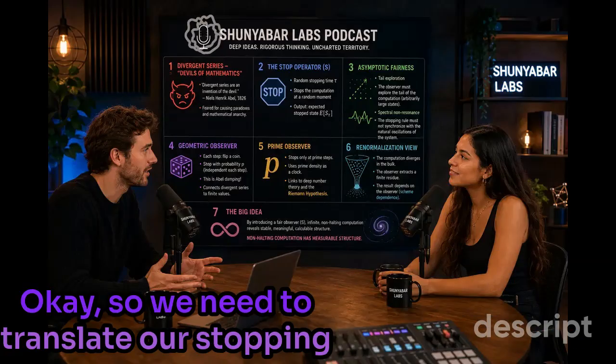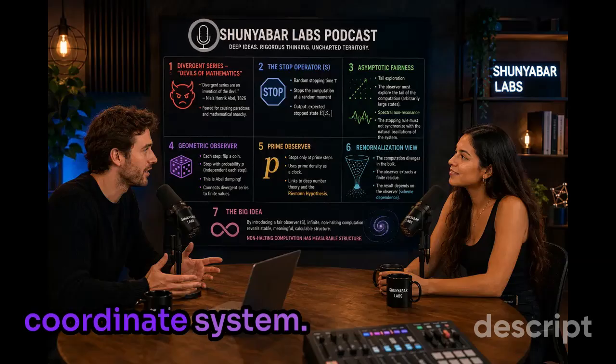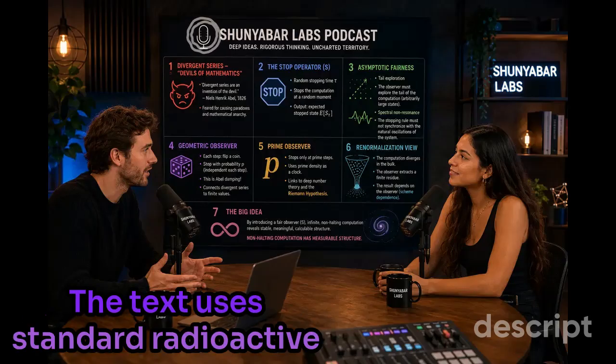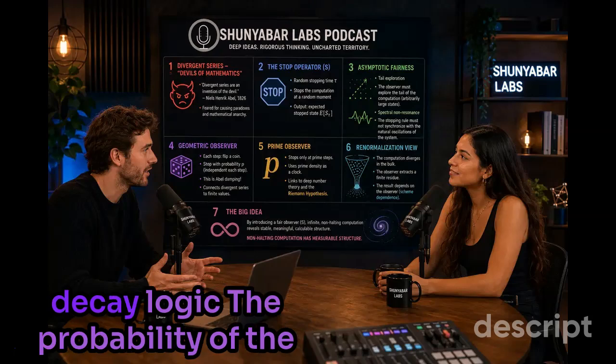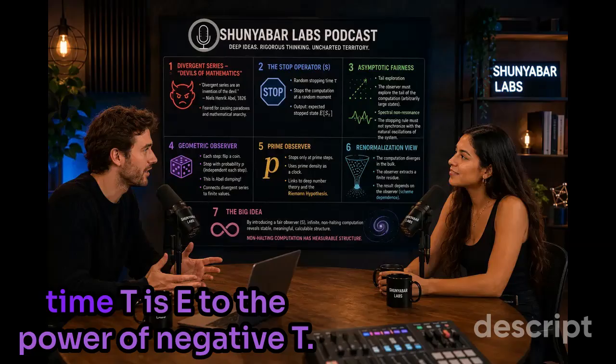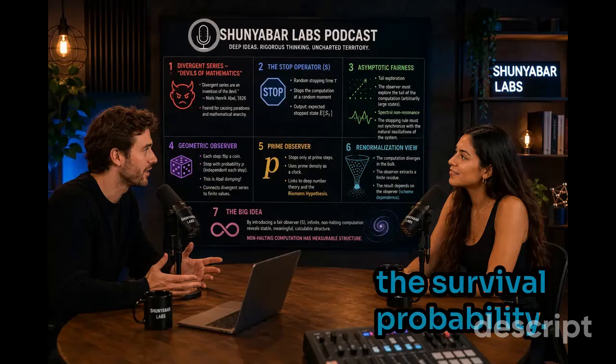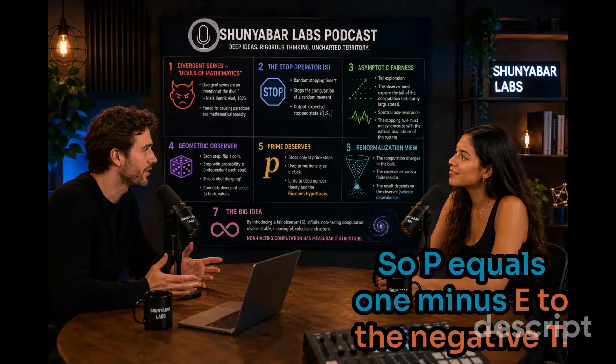Okay, so we need to translate our stopping probability p into this continuous coordinate system. The text uses standard radioactive decay logic. The probability of the program surviving over a duration of time t is e to the power of negative t. Which means the probability of stopping, our new p, is 1 minus the survival probability. So p equals 1 minus e to the negative t.